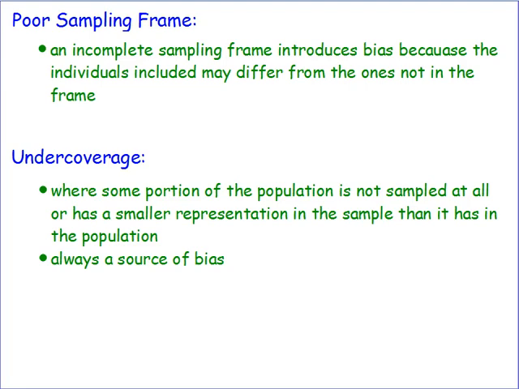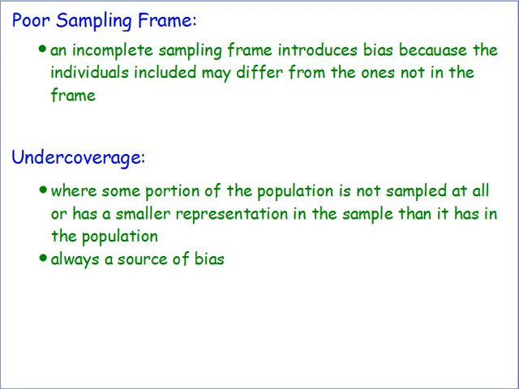Undercoverage is where some portion of the population is not selected at all, or has a smaller representation in the sample than it has in the population. If you decide to break our school into grade levels, but you only choose 5 freshmen and then you choose 30 sophomores, juniors, and seniors, that's undercoverage because your freshmen are not being properly represented. Choosing percentages rather than raw numbers can help with that problem.